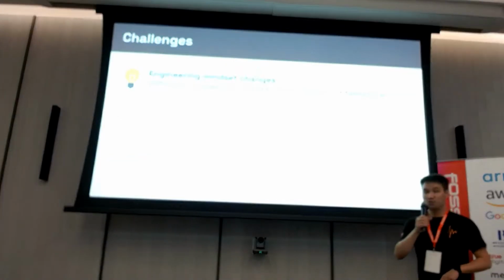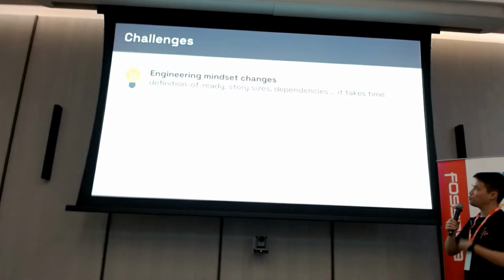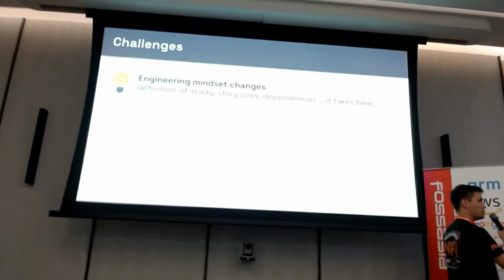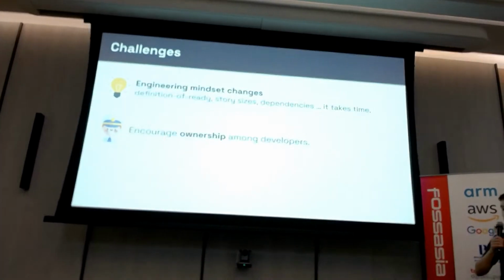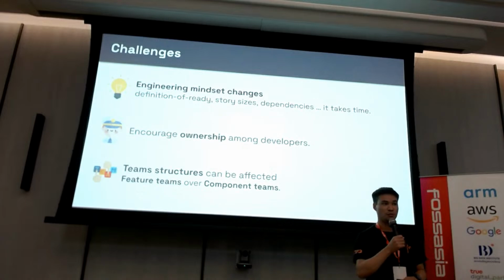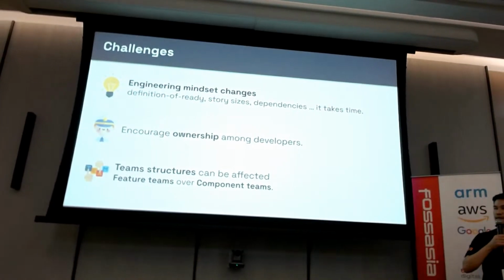Couple of challenges. You will have to support the engineering mindset, okay? When you start to have developers working on master, they start to be very uncomfortable. So you need to sit with them and define: what is the definition of ready? What is the commit size? You need to encourage ownership among developers. You need to probably change your team structure because suddenly you work on different pieces at a fast pace.